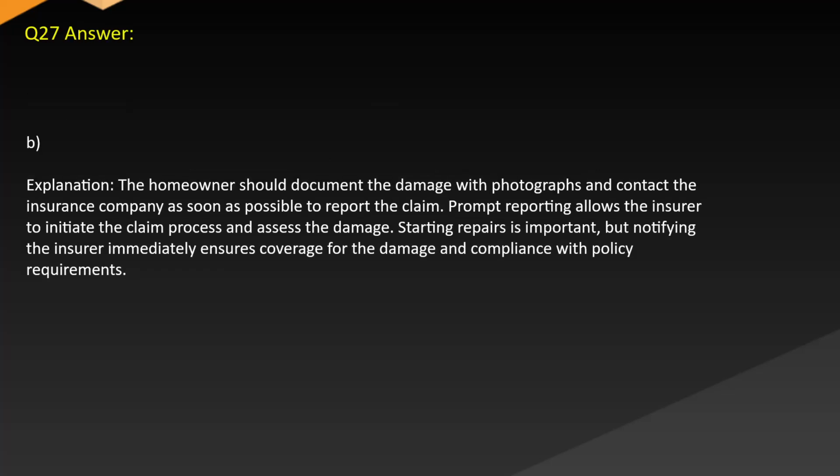Answer: B. Explanation: A homeowner should document the damage with photographs and contact the insurance company as soon as possible to report the claim. Prompt reporting allows the insurer to initiate the claim process and assess the damage. Starting repairs is important, but notifying the insurer immediately ensures coverage for the damage and compliance with policy requirements.